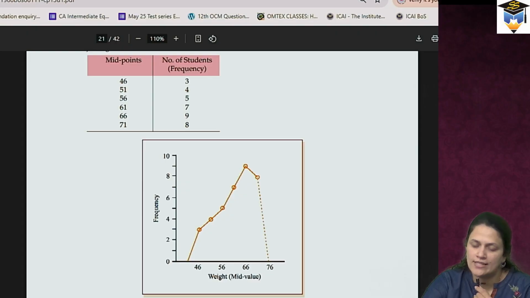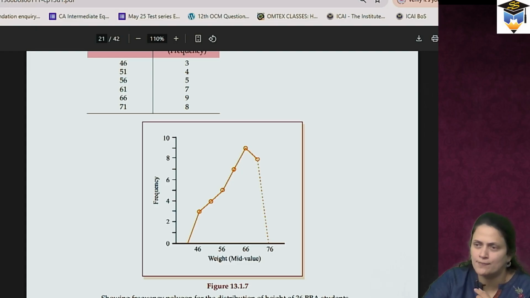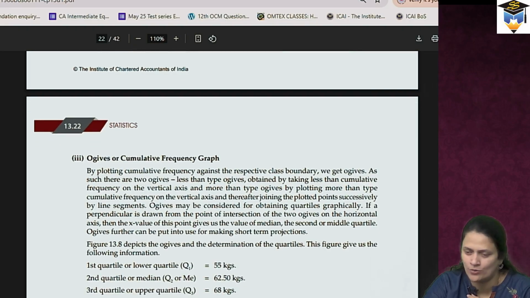So this is called a frequency polygon. Why a polygon? What is a polygon? All of you know what a polygon is, right? A closed figure with more than 4 vertices. That is a polygon. Have you understood this part? Now let us go to the next part because they will not ask you to draw it anywhere.